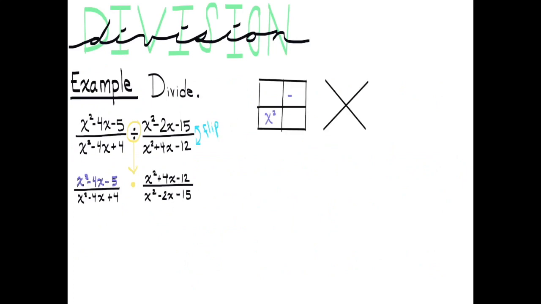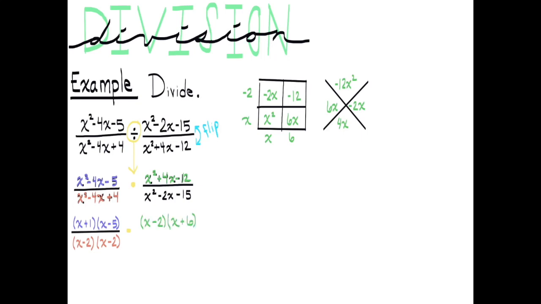So you need to factor out every single part of this expression. So the purple became x plus 1, x minus 5. Do the same thing for the denominator. Next fraction. You get x minus 2 times x plus 6. Then the last part of the denominator.